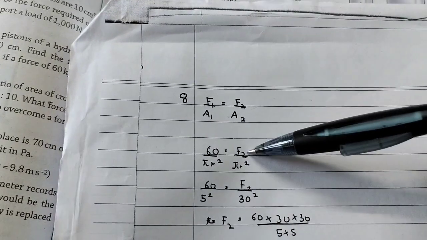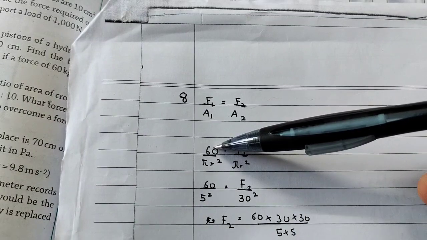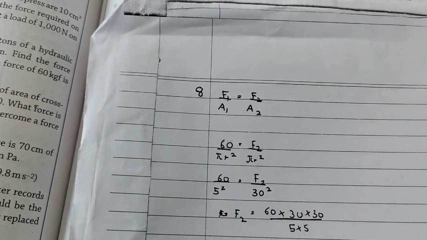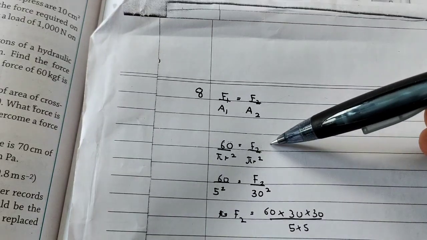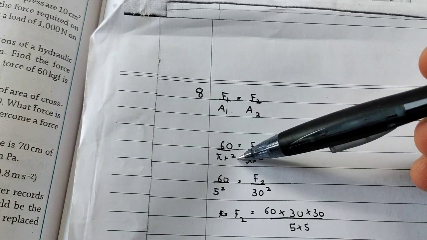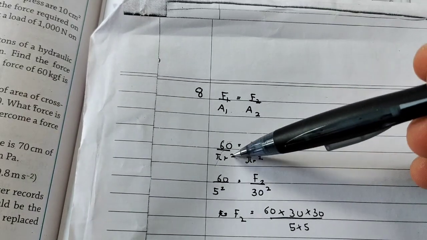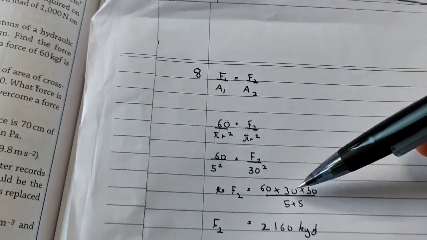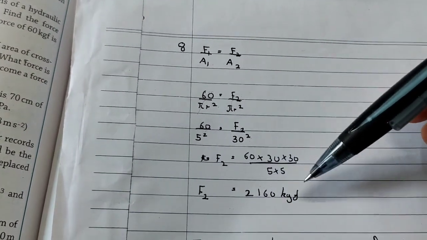F1 is given, F2 is to be found out, which will be greater than F1. It was in kgf, that's okay, keep it as it is. Since they have not given the value of g, no need to convert it to Newton. The final answer of F2 will also be in kgf. Now area is a circle, so it's pi r squared, where pi and pi get cancelled and the radius value is given. So substitute the value of the radii. After cross multiplying, we get the answer as 2160 kgf.